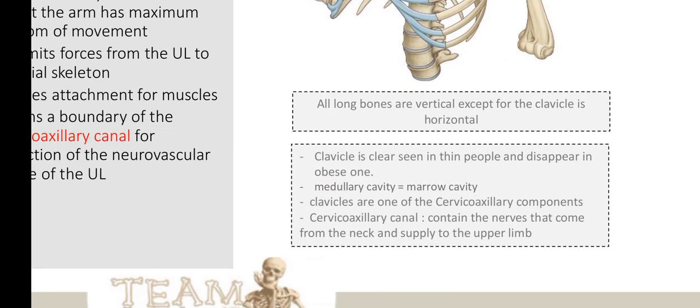Now check this fun fact. All long bones are vertical except for the clavicle that is horizontal. I told you, the clavicle is clearly seen in thin people. Do you know why? It is subcutaneous. It's just below the skin. There are no muscles covering it. So if you're thin, you have that shape showing on your neck. Mostly you see that in HIV patients and so on.